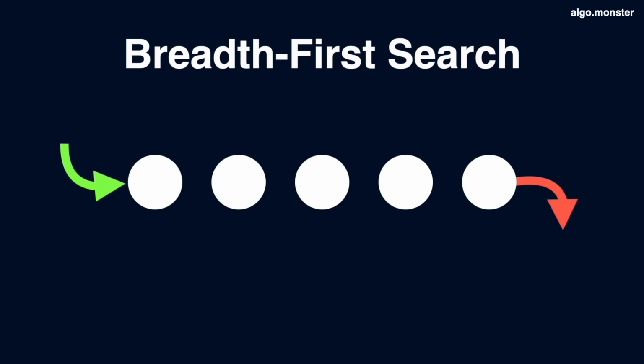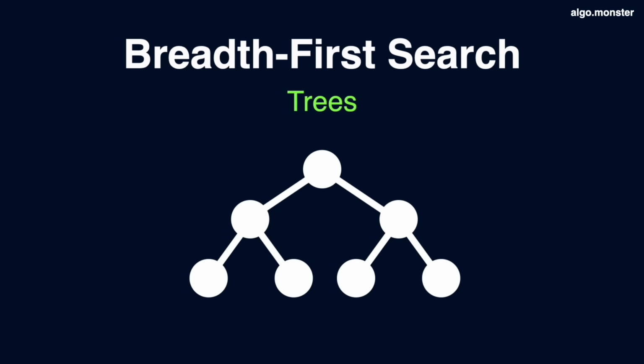This queue ensures we always explore nodes in the exact order we discovered them, first in, first out. But how we apply this differs slightly depending on whether we're working with a tree or a graph. Let's break down both cases. Trees are a special kind of graph that don't have cycles, meaning you can't loop back to a node you've already visited. That makes BFS on trees simpler. You don't need a visited set, because the structure itself guarantees no repeats.